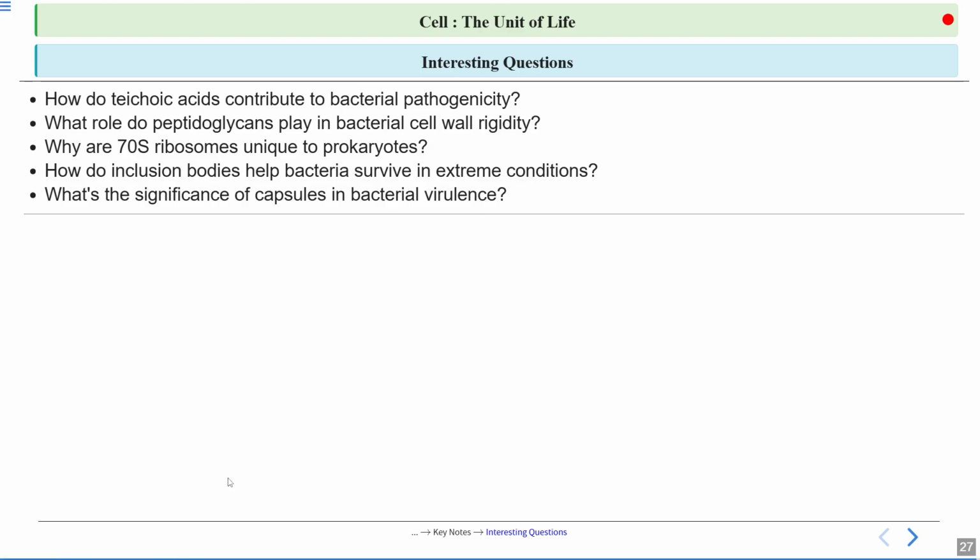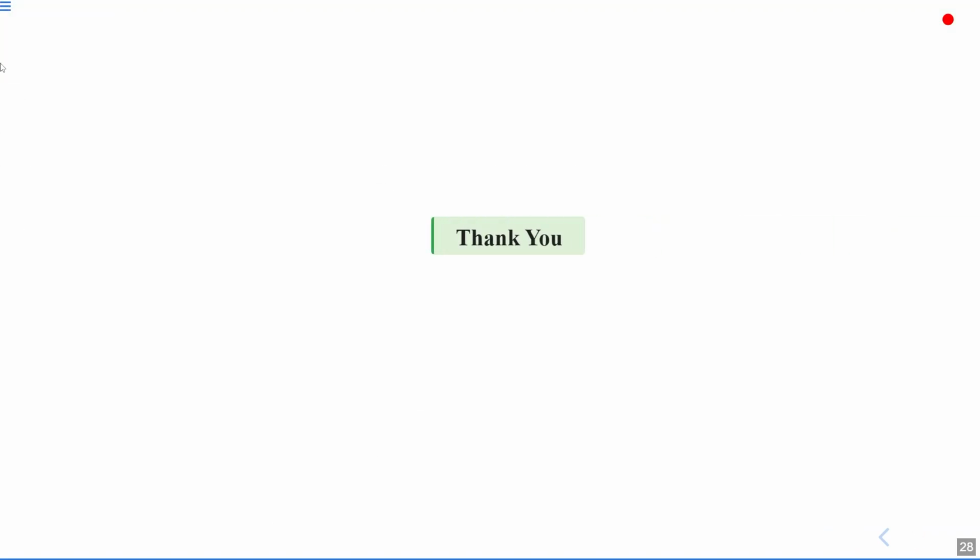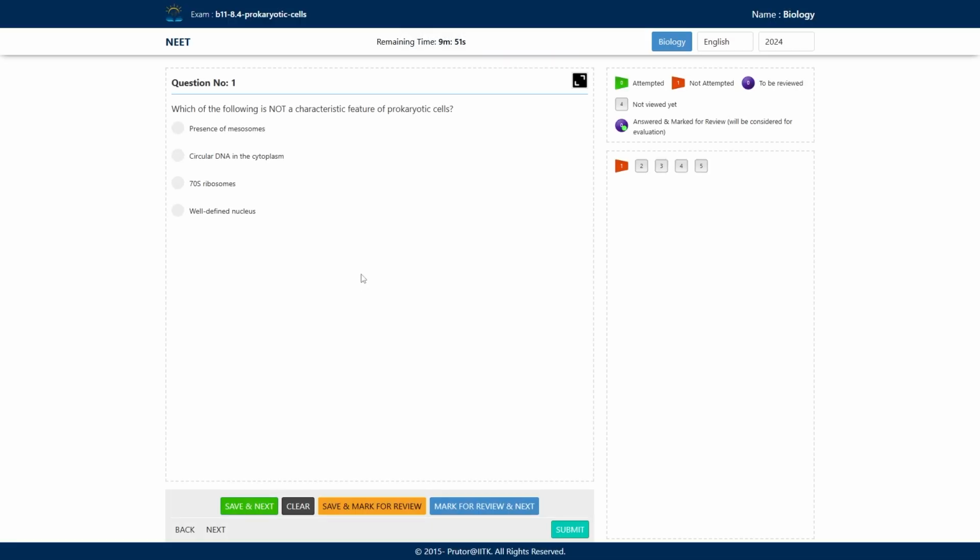Okay, now we have discussed the theory. We will now discuss the DPP related to these topics. Let's start with the first question. Which of the following is not a characteristic feature of prokaryotic cell? First is presence of mesosome. Second is circular DNA in cytoplasm. Third is 70S ribosome. And fourth is well-defined nucleus. What will be the correct answer?